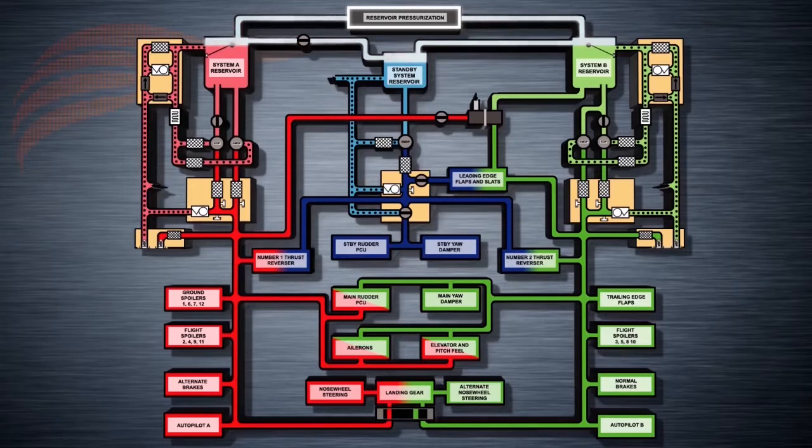The bleed air supplies a constant pressure of approximately 45 to 50 psi to the reservoirs, which ensures a positive pressure to the hydraulic pumps. If the bleed air switches on the forward overhead panel are selected off, then there will be no flow of air to the reservoirs to pressurize them.